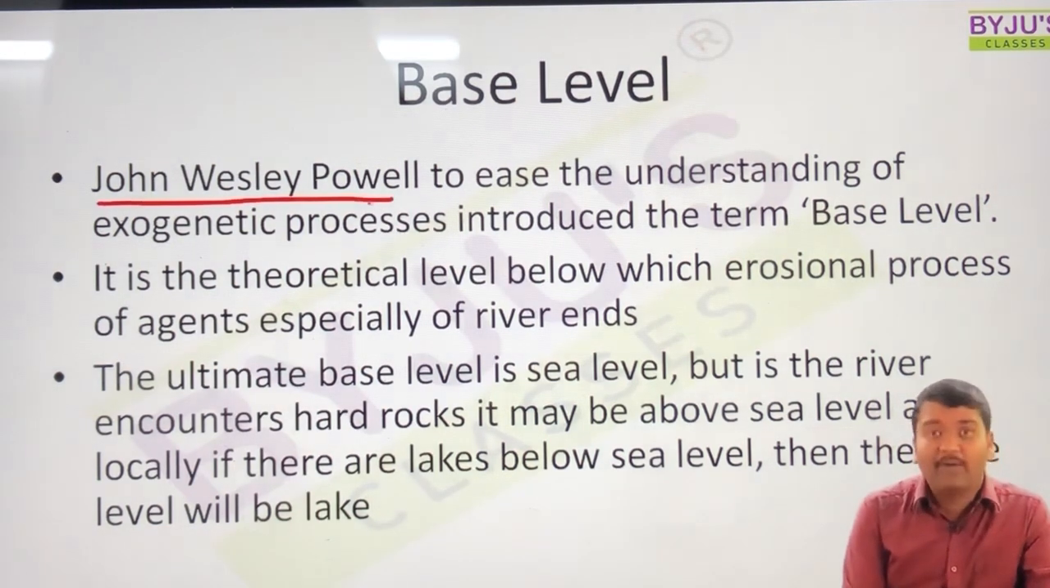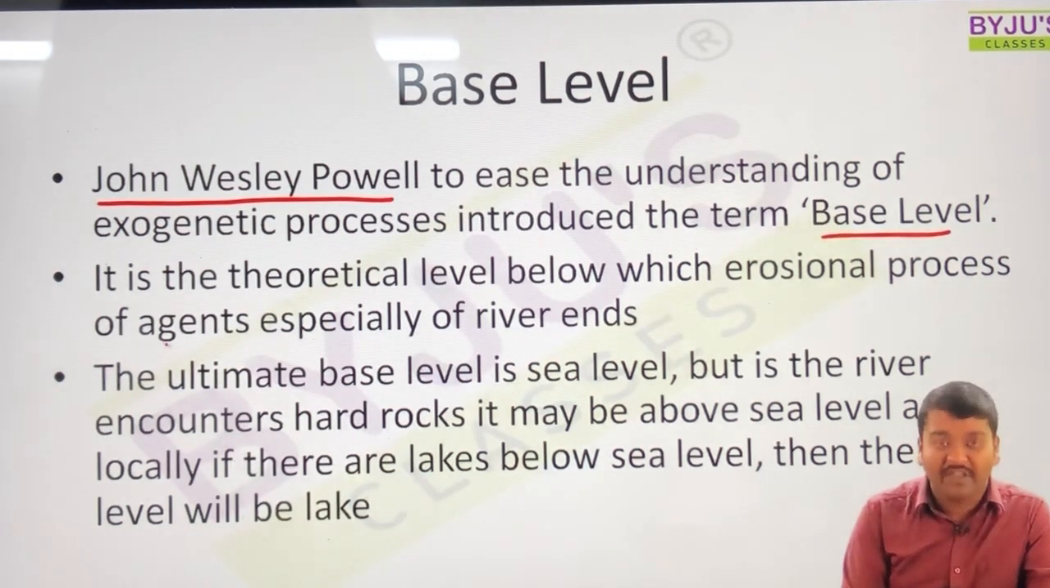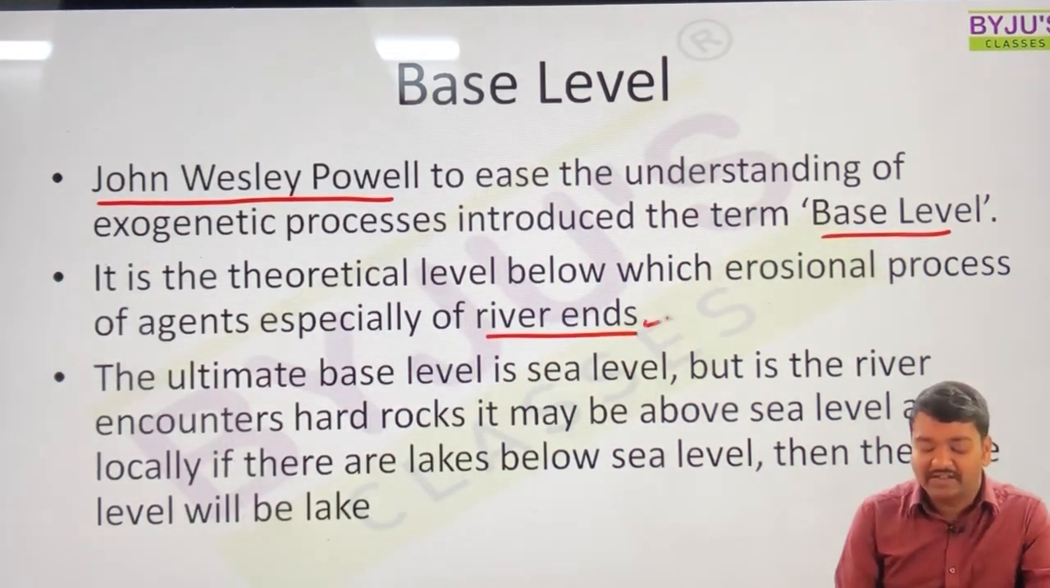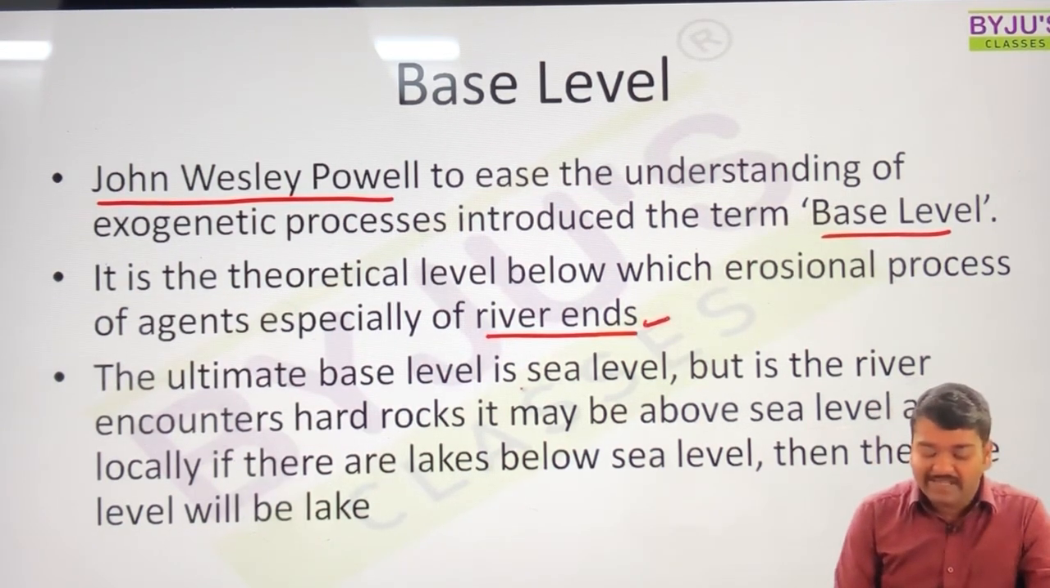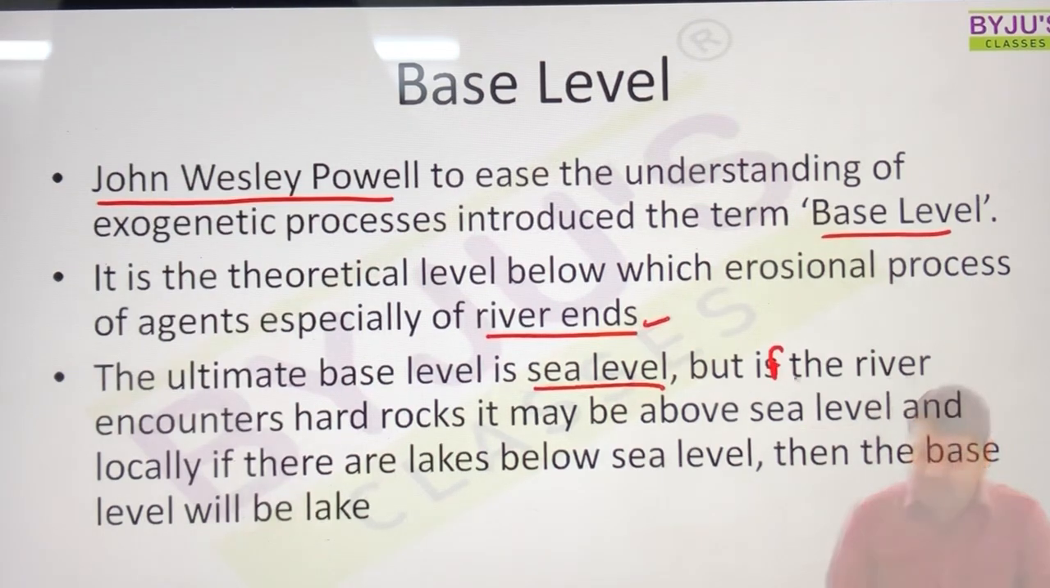John Wesley Powell, to ease the understanding of exogenetic processes, introduced the term base level. It is the theoretical level below which erosional processes of agents, especially of rivers, end. That is, below this, rivers do not erode. The ultimate base level is sea level, but if the river encounters hard rocks, it may be above sea level, and locally if there are lakes below sea level, then the base level will be the lake. So, base level means below which erosion does not happen.